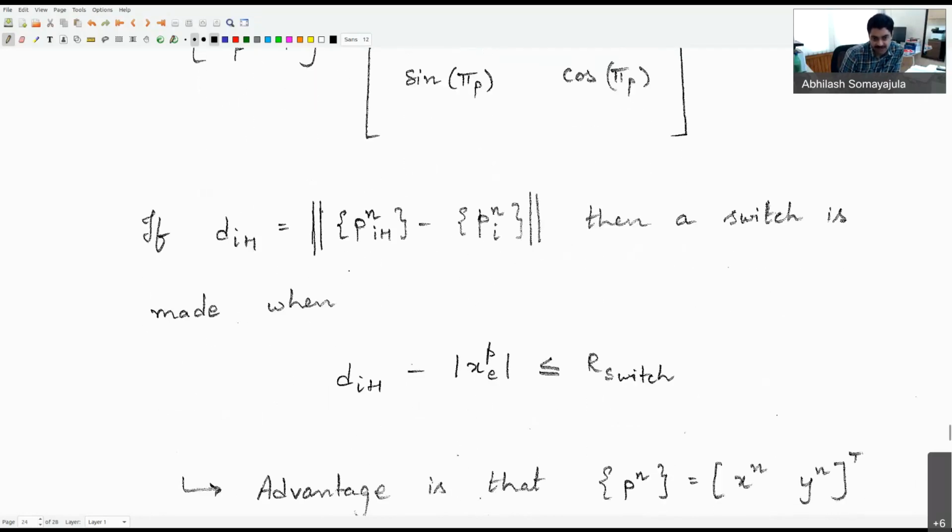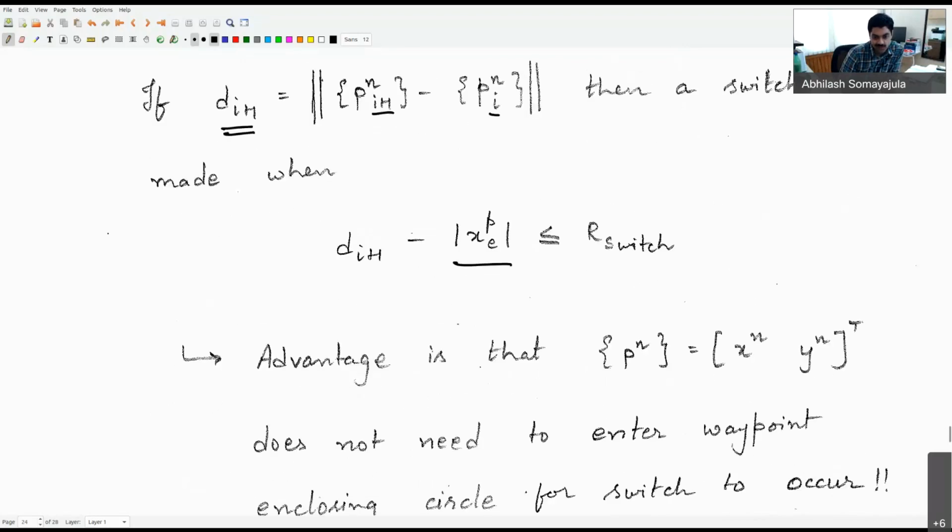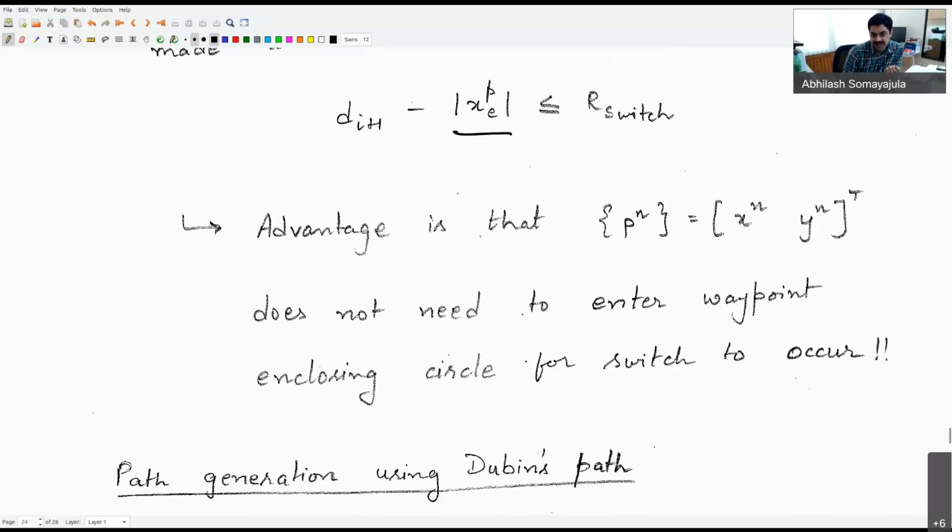Now if the distance between my i plus 1th waypoint and the ith waypoint is given by di plus 1, then I want to make a switch when di plus 1 minus the absolute value of xpe is less than or equal to some tolerance value. When it is less than or equal to some tolerance value, I want to make that switch happen, so that it starts now tracking the new waypoint. The advantage here is that xn, yn need not enter the waypoint enclosing circle for the switch to occur. So I need not wait to get inside the circle before the switching occurs. As long as along the track I have come sufficiently far enough, I can now start my journey towards the next waypoint.